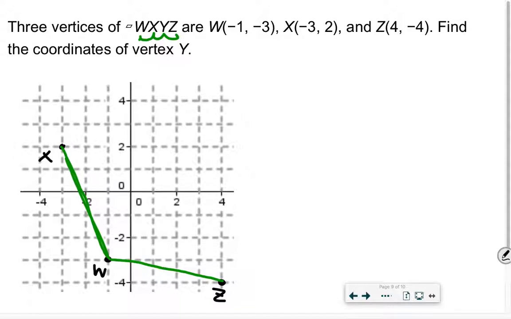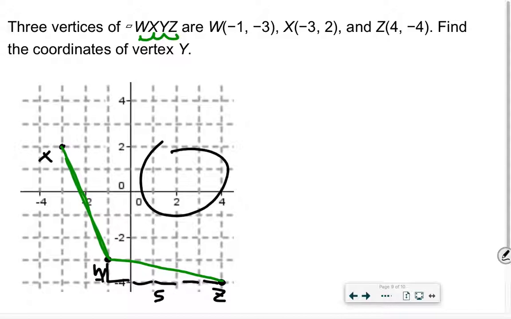We know that the opposite sides of the parallelogram have to have the same slope because they have to be parallel. So if I look at the slope of W to Z, it went down 1 and over 5 from W to Z. And there's more than one way to look at it here. I'm just picking W to Z. So I know that this point Y needs to go somewhere over here so that it has that exact same slope away from X because the opposite sides need to be parallel.